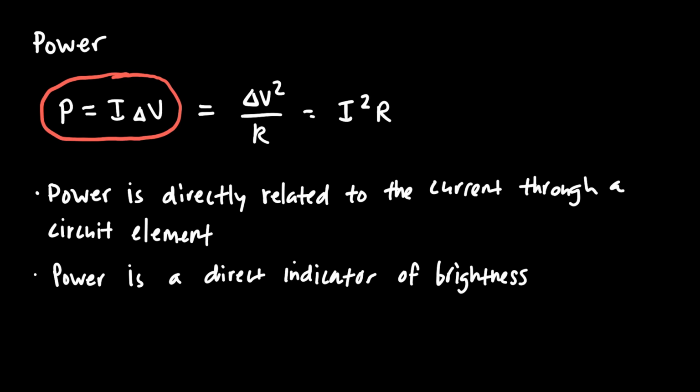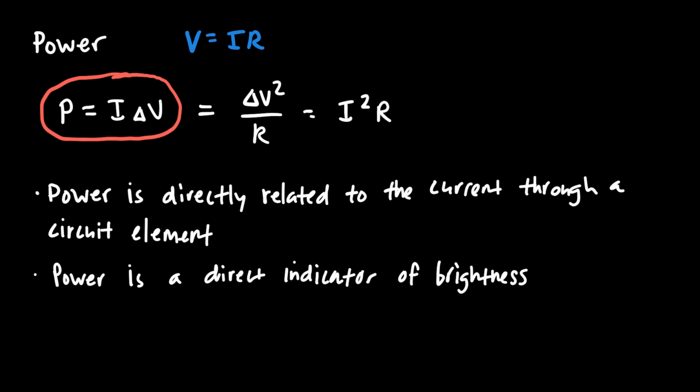Sometimes in thinking about a circuit, we are asked questions about power. The equation for power is current times potential difference. And by Ohm's law, we could make some manipulations of that equation as well. Since V equals IR, I could replace the current with V over R, which gives me V squared over R. Or I could replace the voltage with I times R, and I would get I squared R.